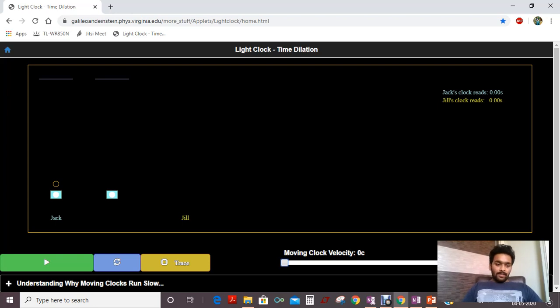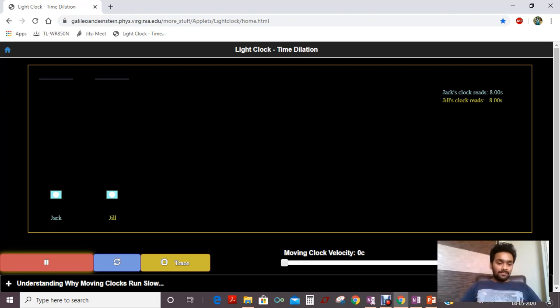Let us suppose we are having two clocks here. One clock is carried by Jack and one clock is carried by Jill. If you see, since both clocks are stationary, they are ticking in the same fashion. It took 8 seconds to complete one oscillation between the two mirrors.